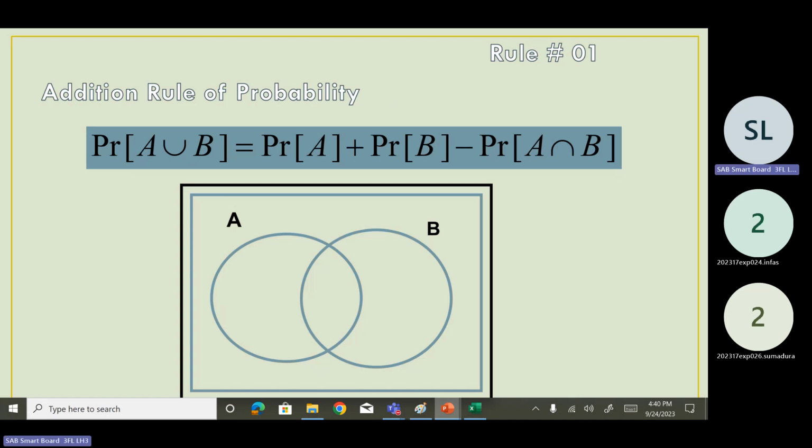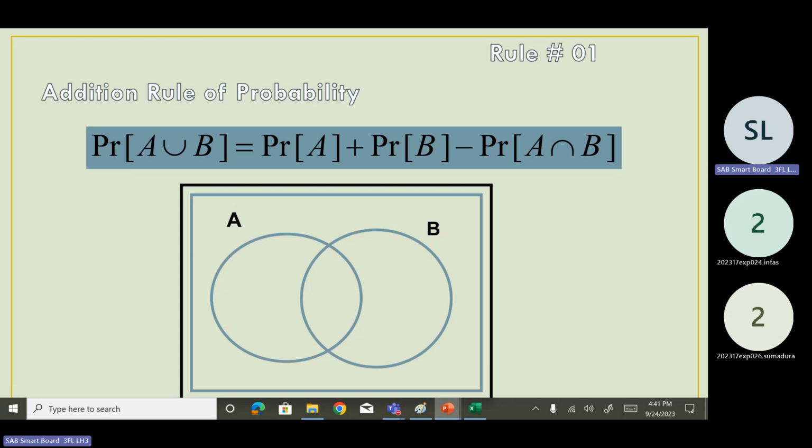Before going into the rules, we are using the notation union and intersection. So how do we read these things in probability? We'll write that down, learn that, and then move to the formula.